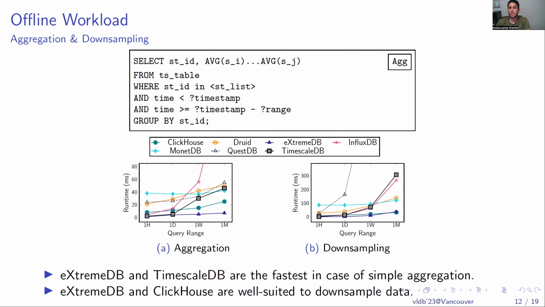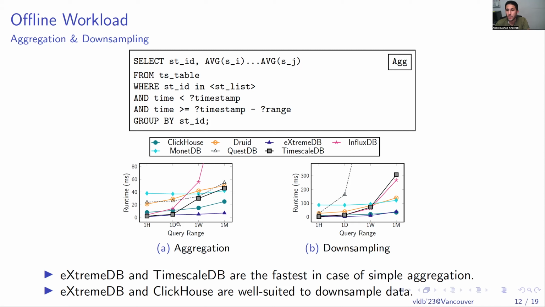Moving on to the results of our benchmark, we report here an example of our query results, which is the aggregation and downsampling. In this query, we perform a series of aggregations for given sensors and for a list of stations within a time range. We vary the number of stations, the number of sensors, and the time range where the query is executed. The results show that ExtremeDB and TimescaleDB are the fastest in the case of simple aggregation. This is particularly visible for selective time series under 1 day.